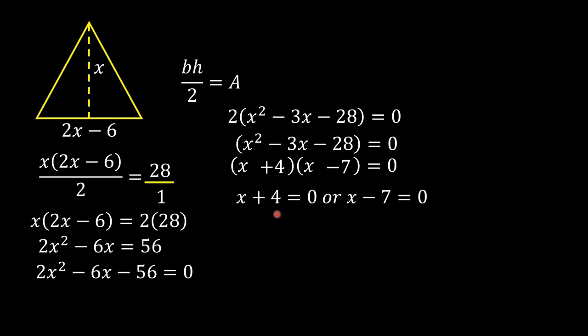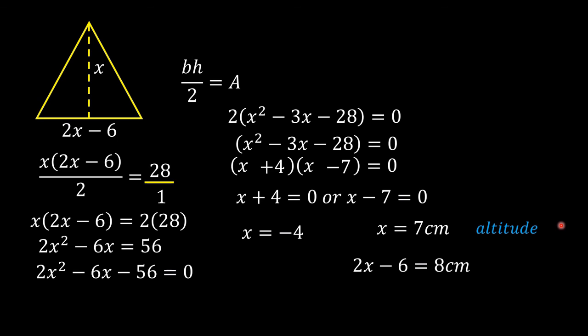Solve for x. Transpose positive 4 to the other side. Change sign from positive to negative. So we have x is equal to negative 4. Transpose negative 7 to the other side. Change its sign from negative to positive. So we have now x is equal to 7 centimeters. This is the altitude of the triangle.